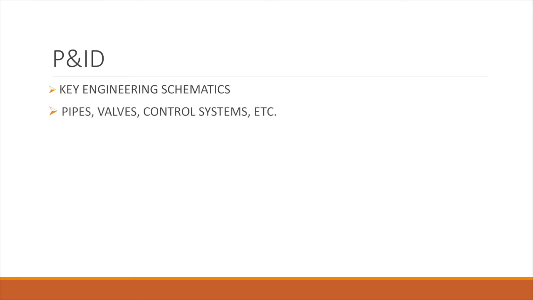A P&ID is one of the most key engineering schematics. It depicts the overall structure of the system. For example, it shows how all the pipes, valves, control systems and general operating equipment fit together and interact with one another. Since all processes are based on the P&ID, their attention to detail and correctness are of paramount importance.